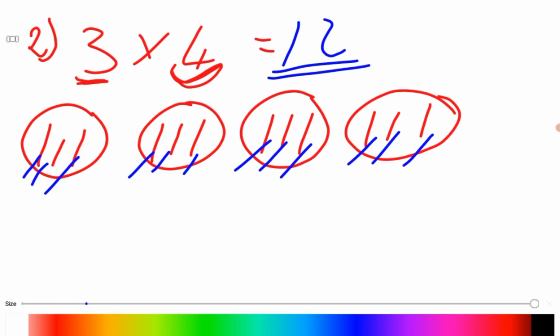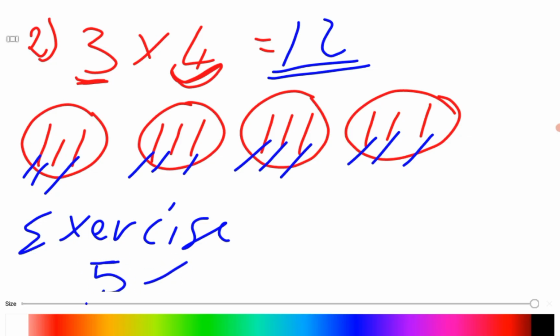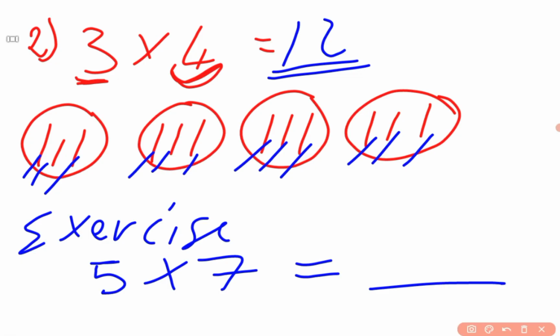Now, exercise. Use what I've done here to find 5 times 7, while we then continue. So by the time you're done with that, you just snap it and send as usual.